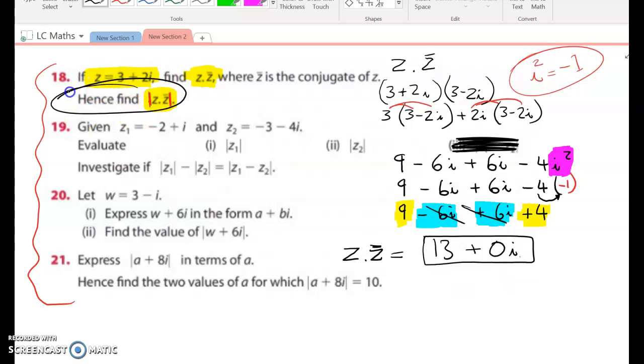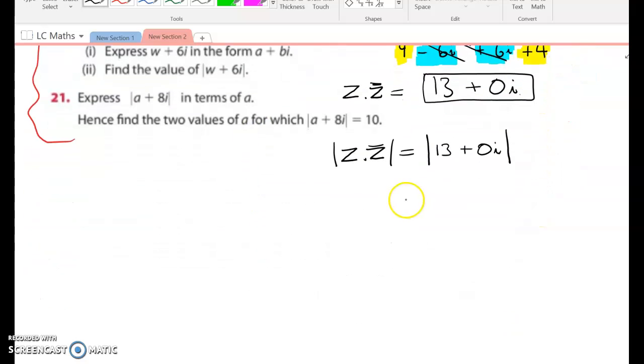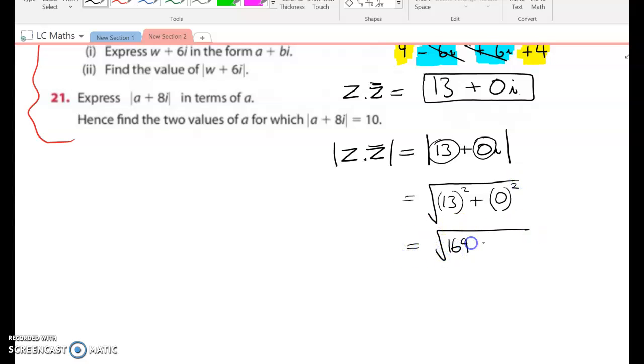Now, don't forget, hence find the modulus of z times z conjugate. Well, the modulus of this is the modulus of this. And can you remember how you do modulus? You just get the square root of the first number squared plus the second number squared. So you drop the i completely. So that's 169 plus 0, which is 169, which happens to be 13. There's the answer to that first one.